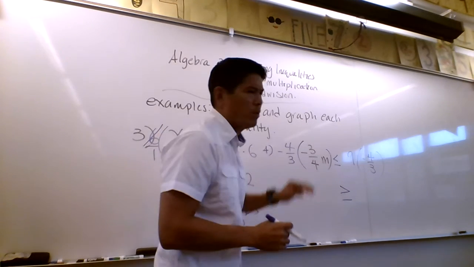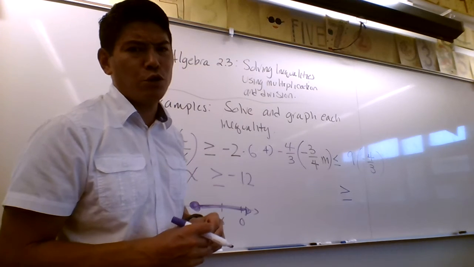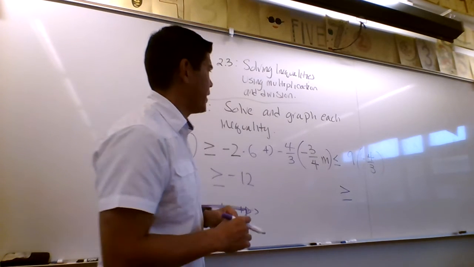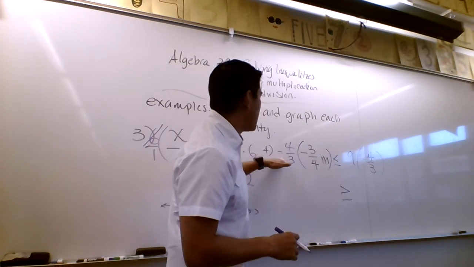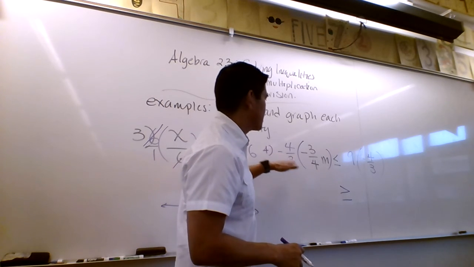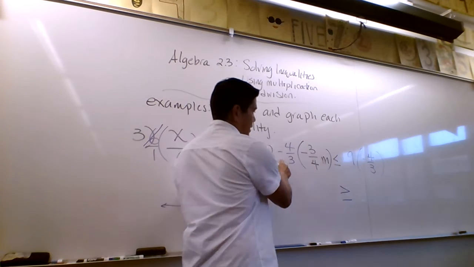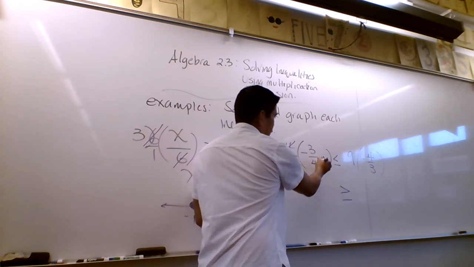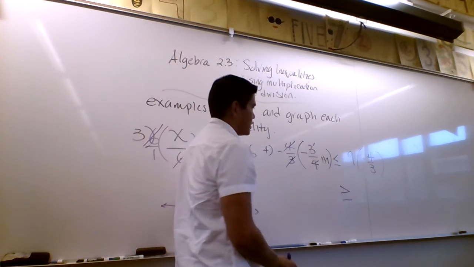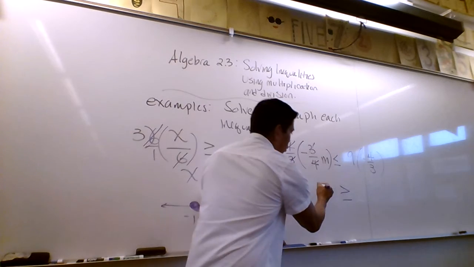Hopefully you can see okay with the glare, or maybe just use closed captions to see what I'm saying. On the left side, the negative 4/3 is going to cross cancel with the negative 3/4. A negative times a negative is a positive. These 4's cross cancel. The 3's cross cancel. You're just left with 1m, or m.